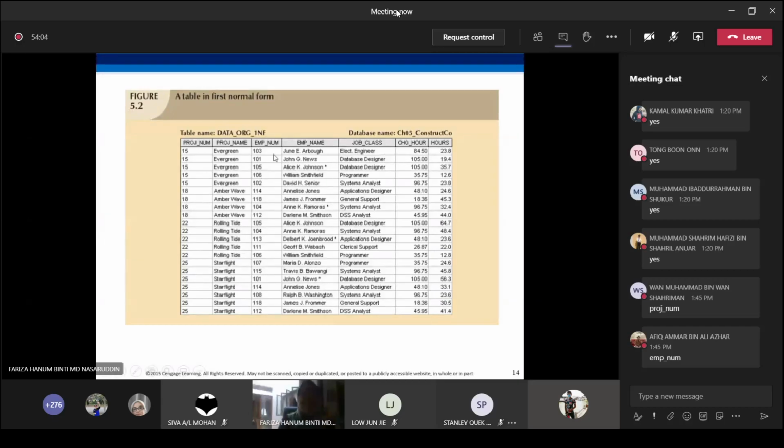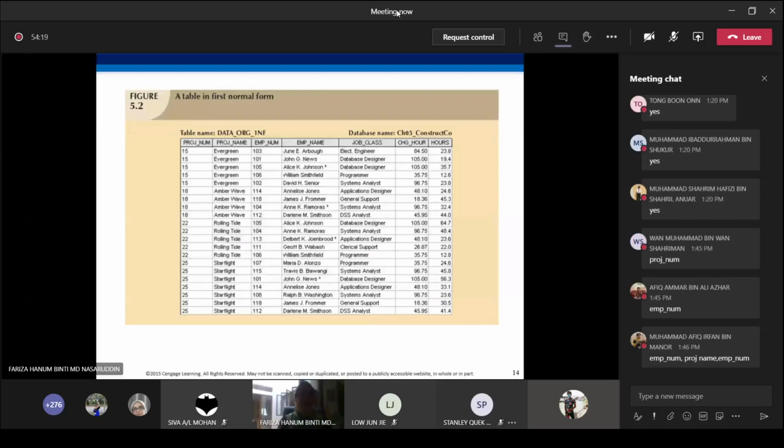Okay. Let's say if it's employee number. If it's employee number, you will see that you may have one employee in one or two rows, right? You have employee number 105 here. You have one employee number 105 here. All right. What does that mean?